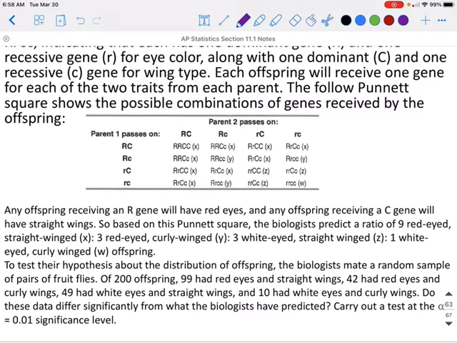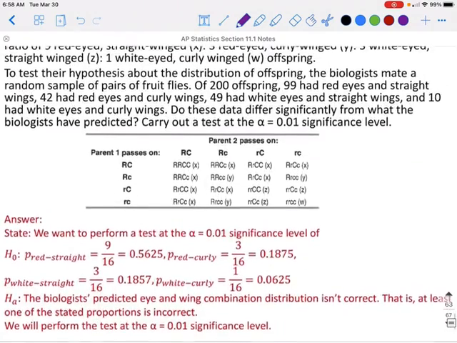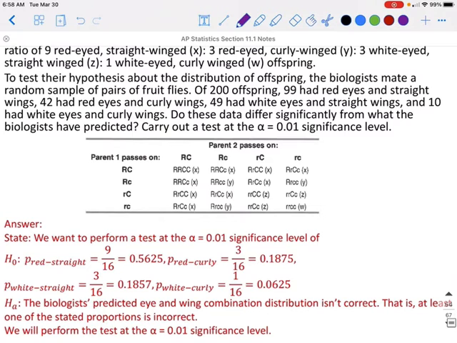So again, we're going to start with that state. You're going to tell me your hypothesis and your significance level. So we want to perform a test at the alpha equals 0.01 significance level. Our null hypothesis is the probability of having red eyes and straight wings is 9 out of 16, because there's 16 different combinations, which is about 56%.